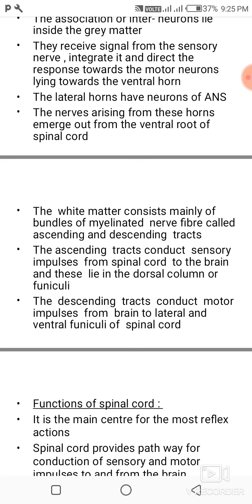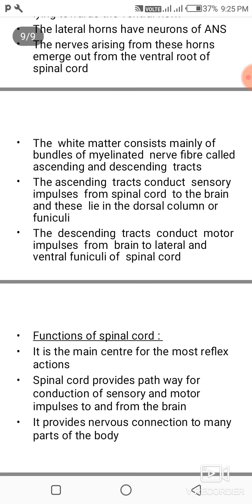White matter is present outside that H-shaped or butterfly-shaped grey matter. Ascending tracts conduct sensory impulses from spinal cord to the brain, and these lie in the dorsal column or funiculi. The descending tracts conduct motor impulses from brain to lateral and ventral funiculi of spinal cord. That is, the white matter has got dorsal columns and ventral columns. Dorsal columns have ascending tracts, while ventral columns have descending tracts.